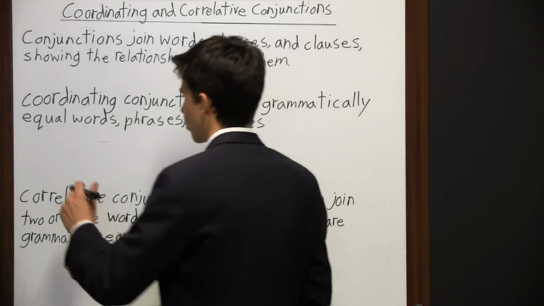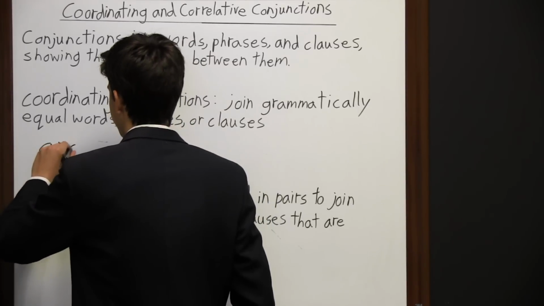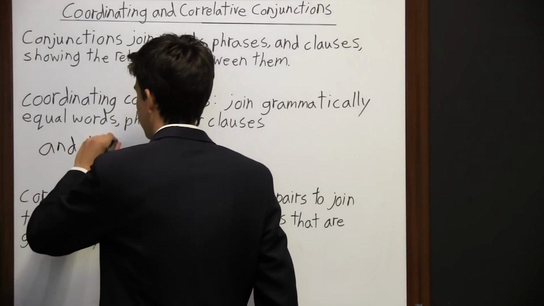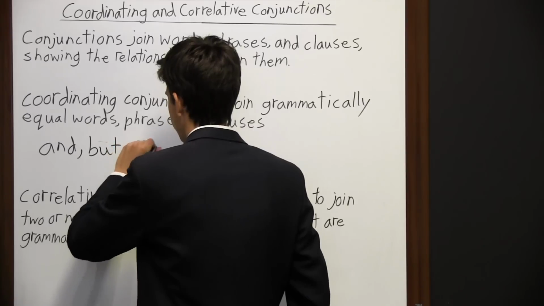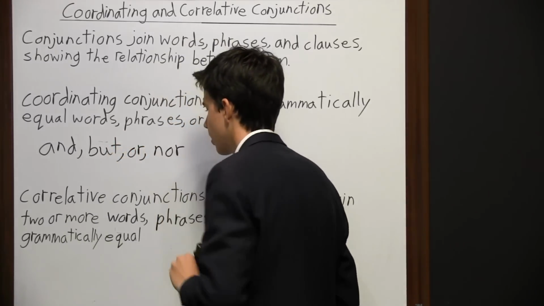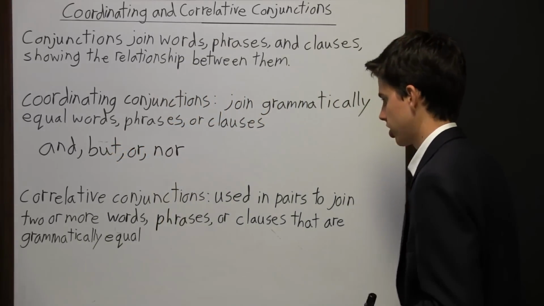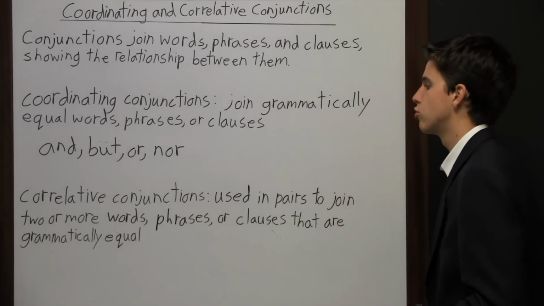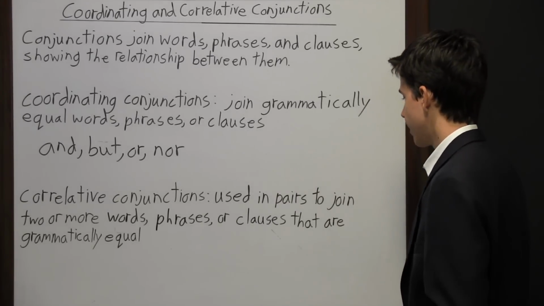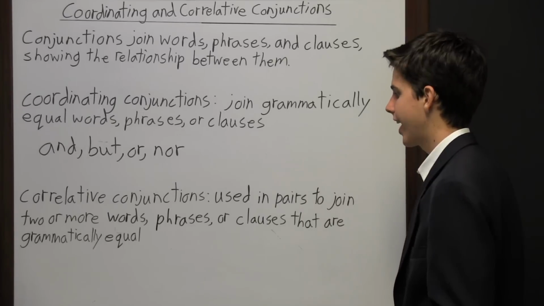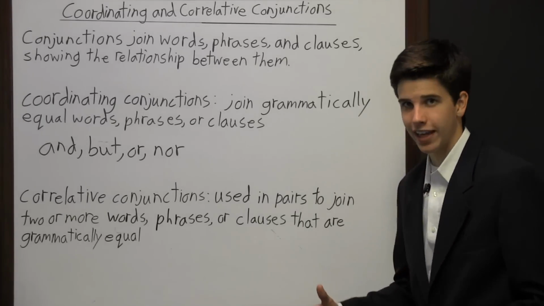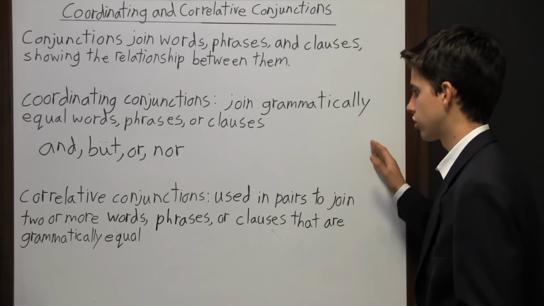And some examples of coordinating conjunctions are and, but, or, as well as nor. And then we have correlative conjunctions, which are used in pairs to join two or more words, phrases, or clauses that are grammatically equal. So you may be thinking that this is the same definition as we just looked at.